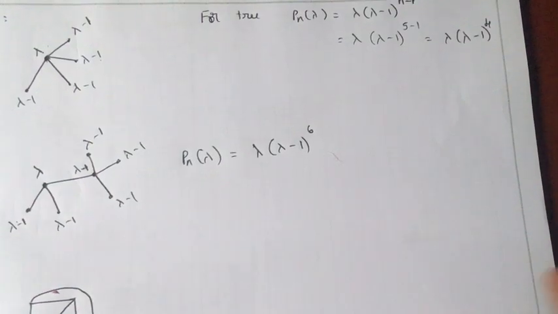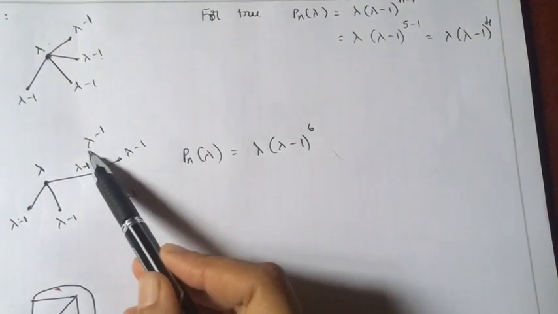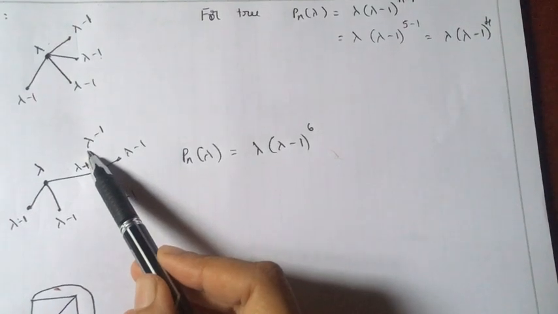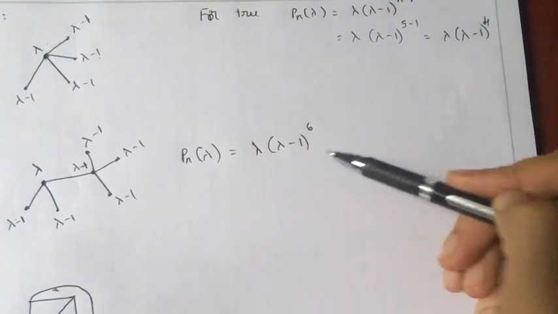You can apply the formula also. N is 1, 2, 3, 4, 5, 6, 7. Lambda into lambda minus 1 power 7 minus 1, that is 6.